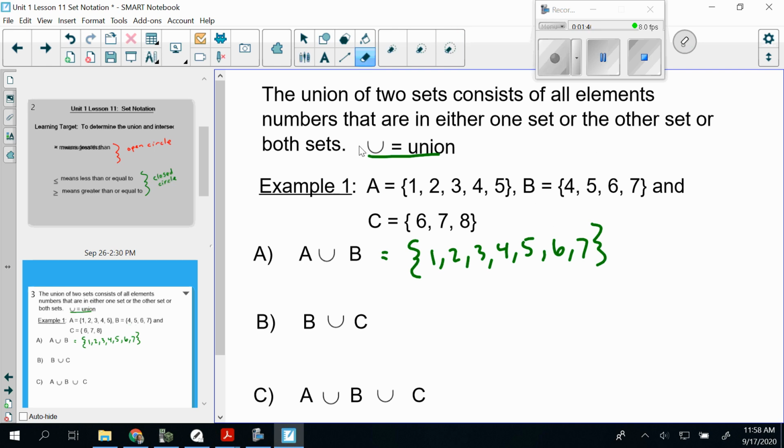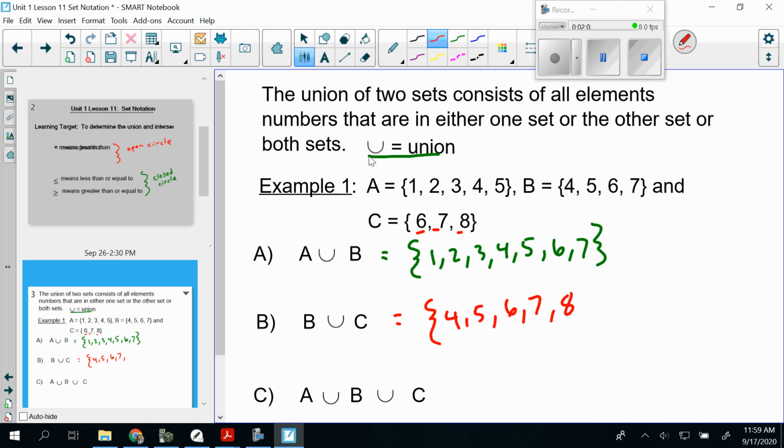For B, now we're looking at the union of sets B and C. So again, let's start with B, which includes 4, 5, 6, and 7. And we also then want to include anything in C that we have not. Well, 6 and 7 we already have in there. 8 is something new though, so we want to make sure we include 8 with that too.